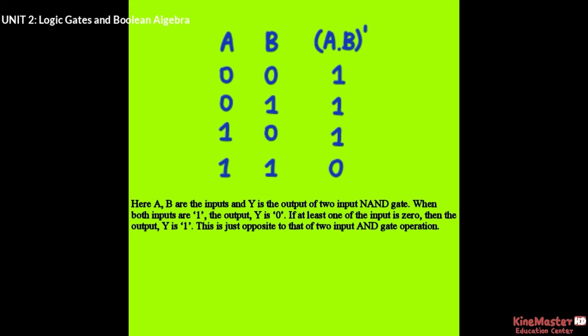Here A, B are the inputs and Y is the output of a two input NAND gate. When both inputs are 1, the output Y is 0. If at least one of the inputs is 0, then the output Y is 1. This is just opposite to that of the two input AND gate operation.